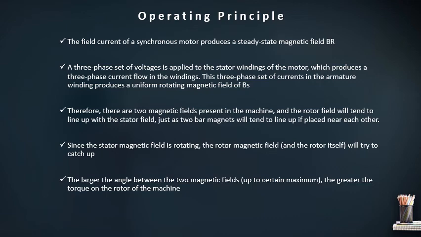The field current of the synchronous motor produces a steady-state magnetic field. The three-phase set of voltages is applied to the stator winding of the motor, which produces a three-phase current flow in the winding. This three-phase set of currents in the armature winding produces a uniform rotating magnetic field. Therefore, there are two magnetic fields present in the machine, and the rotor field will tend to line up with the stator field, just as two bar magnets will tend to line up if placed near each other. Since the stator magnetic field is rotating, the rotor magnetic field and the rotor itself will try to catch up. The larger the angle between the two magnetic fields, the greater the torque on the rotor of the machine.